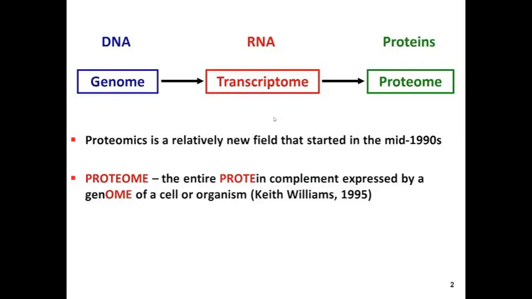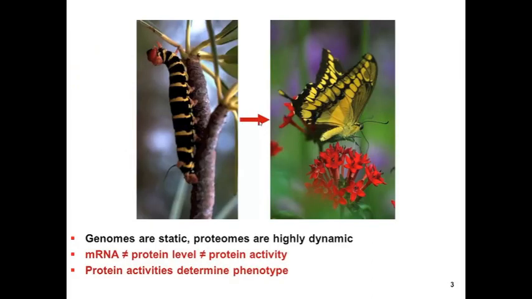The central dogma is DNA is converted to RNA and is converted to proteins. So we'll be talking primarily about the protein complement of the genome, which is a term that was first coined in the mid-1990s. And indeed, proteomics is a relatively new field that started in the mid-1990s.